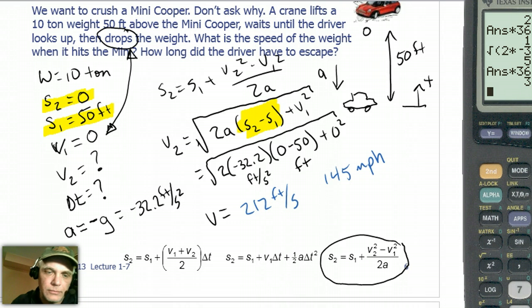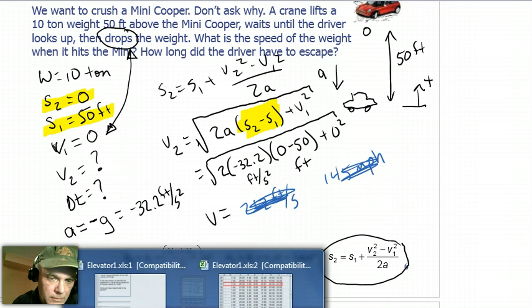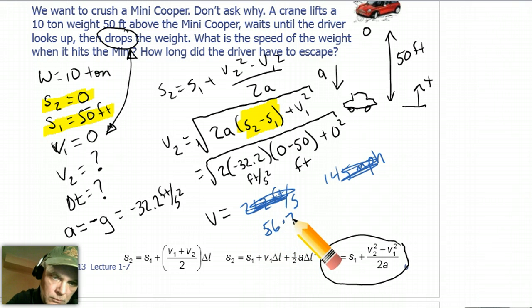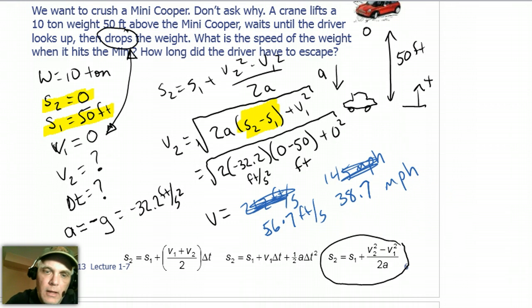Let's scratch out those wrong numbers. Lost my calculator. Come back here. Let's see, 56.7 and 38.7. I believe those are the right numbers: feet per second, miles per hour. And I still haven't done the second part of the problem. How long did he have to escape? So we need to find our delta t.